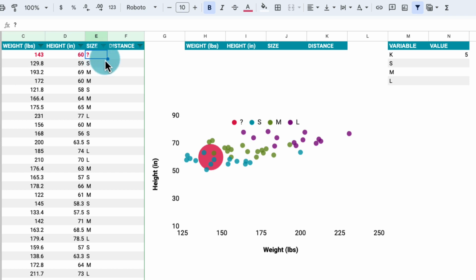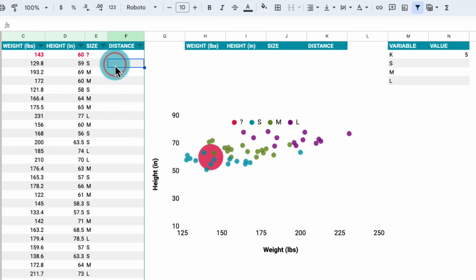Visually, what this looks like is over here in this chart. We can see the weight of all the individuals and their height, and every dot is a different person. In blue, we have all the individuals that wear small shirts. In green, we have everybody who wears a medium, and in purple, everybody who wears a large. And we have in red this question mark. This is the individual we're trying to figure out whether we should assign them a small, a medium, or a large t-shirt. Let's get started with the k-nearest neighbors algorithm.